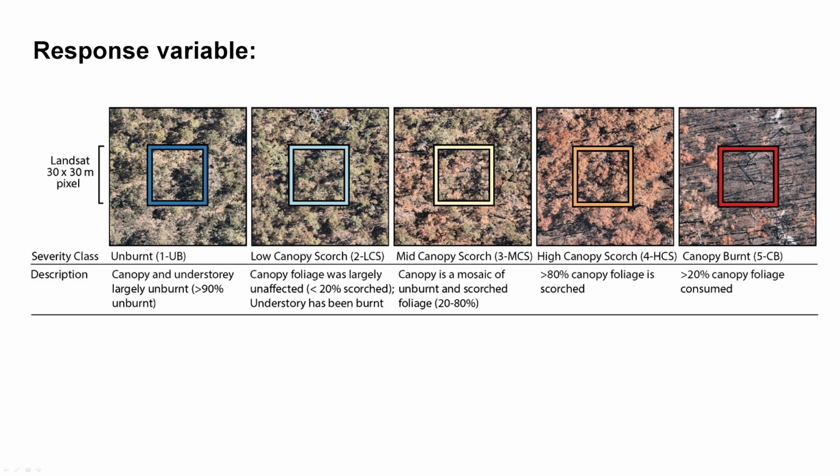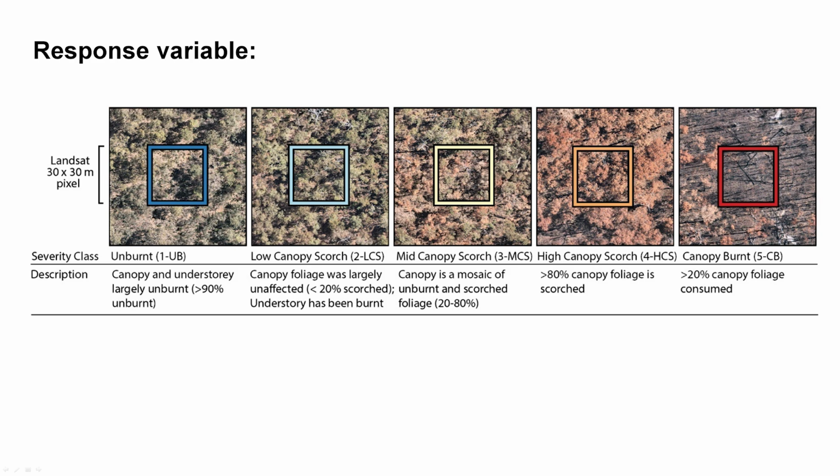It's just 5 categories, ranging from unburnt to canopy burnt. Category 1 is unburnt or mostly unburnt. Categories 2 through 4 range from just a range of canopy scorch. And then category 4 and 5 would mostly be called high severity.